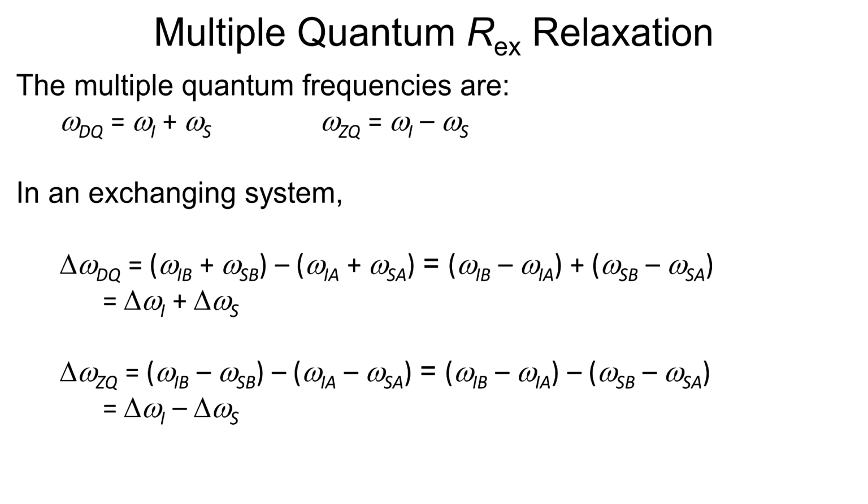But otherwise, we can just take delta omega double quantum and put that into the Bloch-McConnell equations if we want to understand chemical exchange for double quantum coherence. If we want to understand chemical exchange for zero quantum coherence, we just take delta omega ZQ and put that into the Bloch-McConnell equations. There's nothing particularly special because, again, the spins just know what their frequencies are. They don't really know anything else.